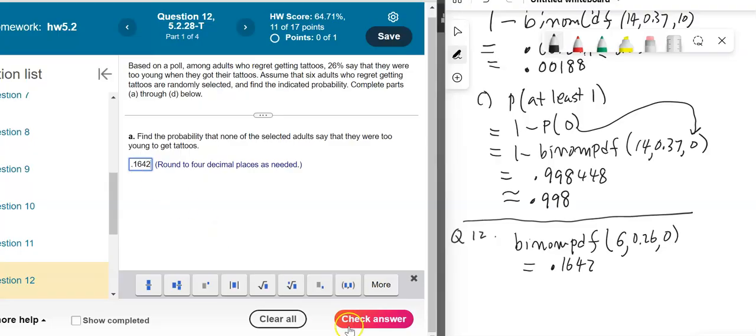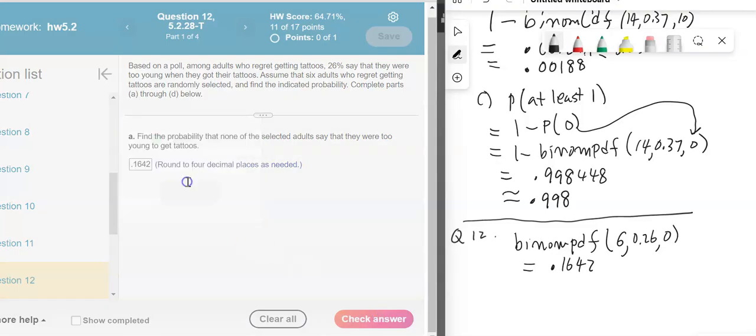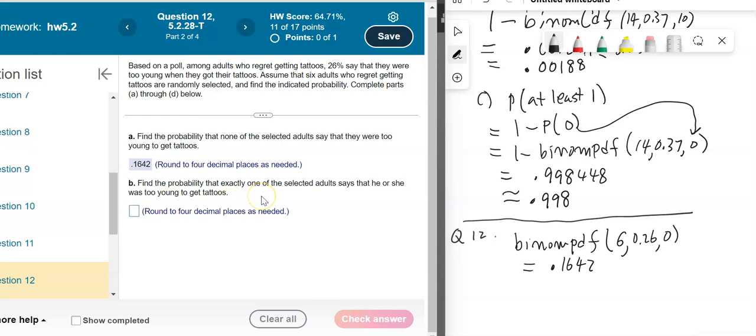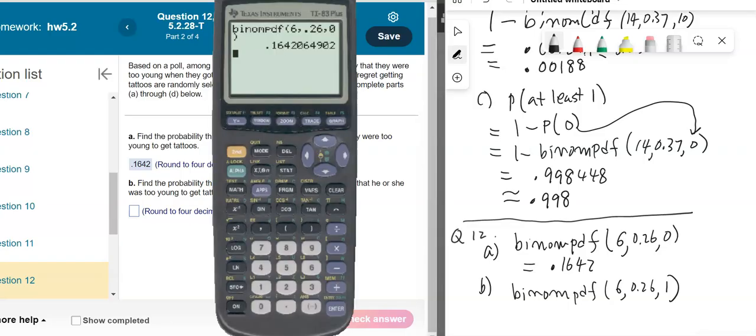0.1642. Okay. Right. Now, find the probability of exactly 1. So this is part A, part B, exactly 1. So binomPDF with exactly 1. Same thing, second bars. You go down to binomPDF and then 6, 0.261, 1. The probability that only one person has regret is 0.34.